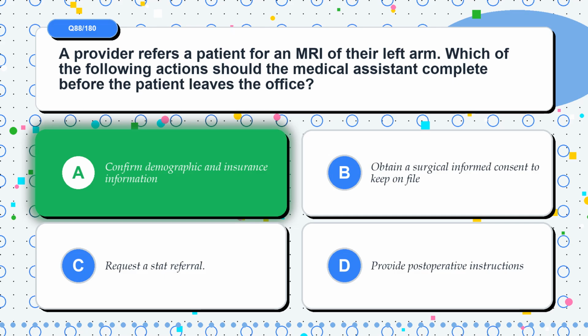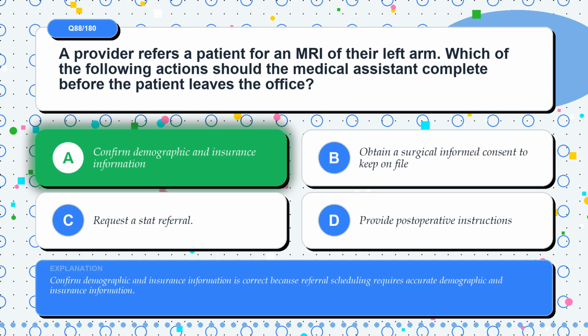The correct answer is option A. Confirm demographic and insurance information. Confirming demographic and insurance information is correct because referral scheduling requires accurate demographic and insurance information.